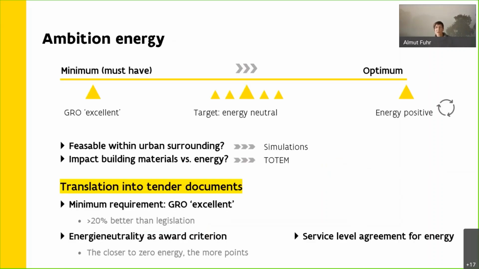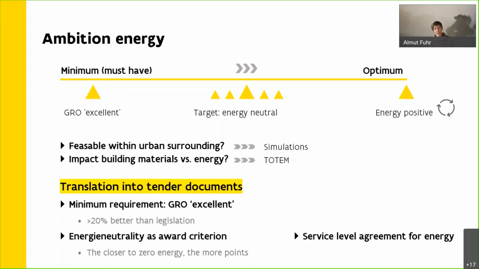So for energy, for example, we used the minimum requirements and the award criteria to go as far as possible. So we set a minimum, and that was GRO Excellent. That is a certain level in that sustainability meter. And that level is 20% better than legislation in Brussels, which is more or less PACIFAR standard, so they had to be 20% better anyway. The target was energy neutral, and ideally it would be energy positive.